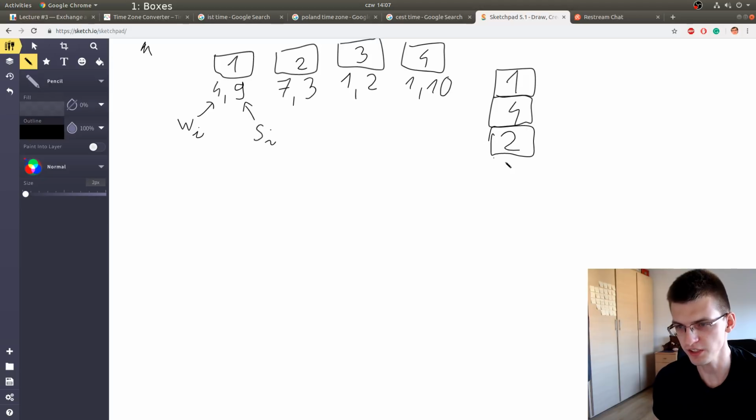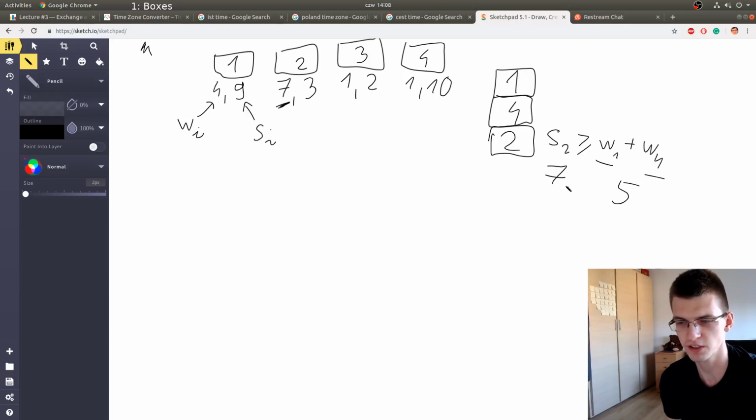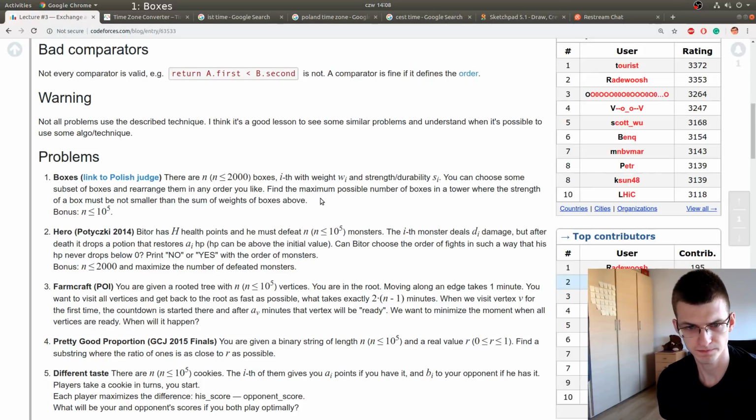So here, this box must be able to hold the weight of the boxes above in this tower. So S2 must be at least equal to the sum of weights of boxes above. And we can check in this example whether it would be true. S2 is 7 here, and the sum of weights of first and fourth boxes is 4 plus 1, so it would be okay. So this would be 4 plus 1, so 5, and strength is 7, so it's okay. This box wouldn't break. And we are asked to find the maximum possible number of boxes here.